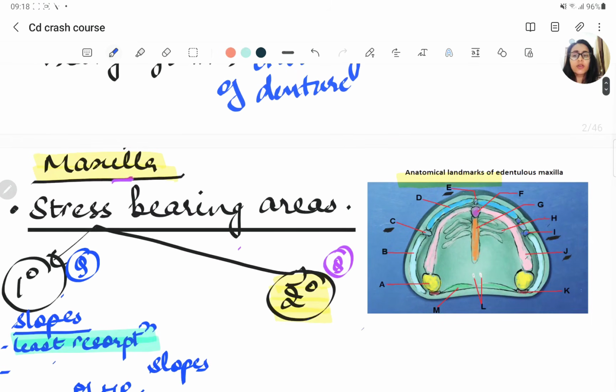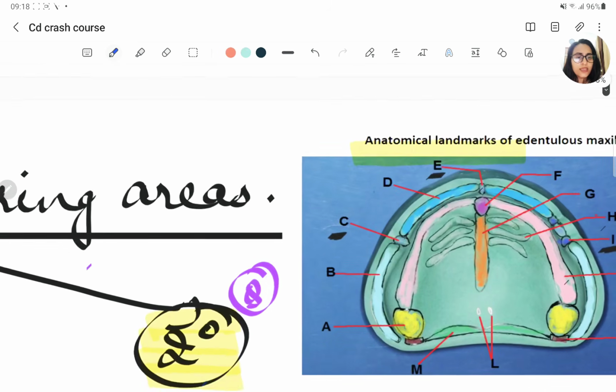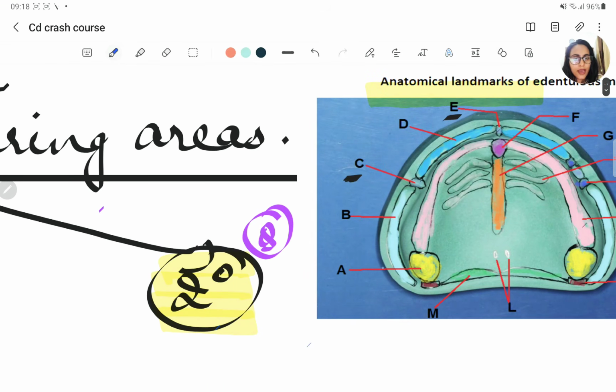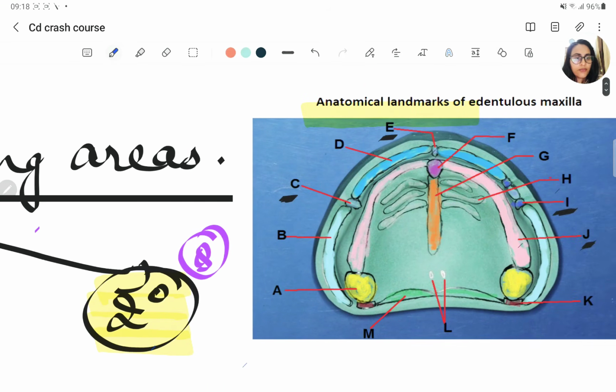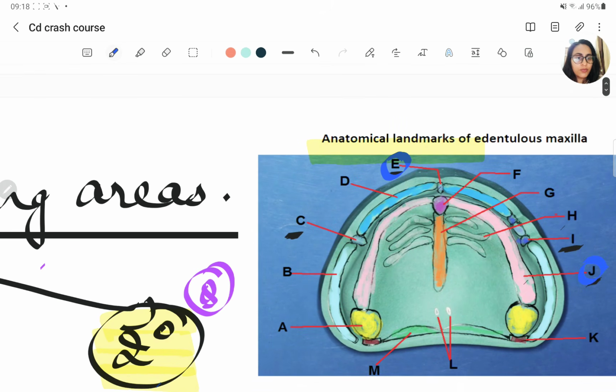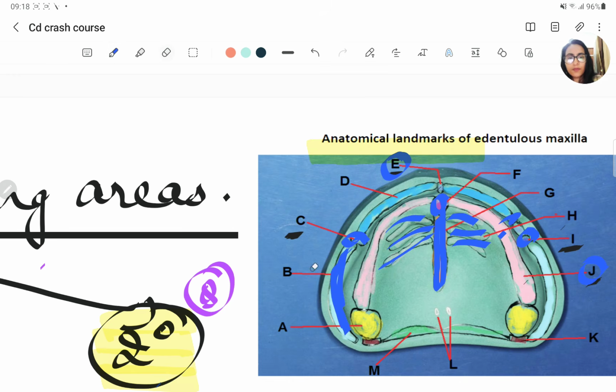So when we talk about the areas in the maxilla, as you can see, these are the areas in the maxilla. So we have tuberosity, then we have crest of the ridge as J, then we have frenums. E is going to be the labial frenum, and you can see here we have the buccal frenum over here. So this is the buccal frenum. Then we have the incisive papilla, mid-palatine raphe. These are the rugae, and B is the vestibule. So that's the vestibular area.